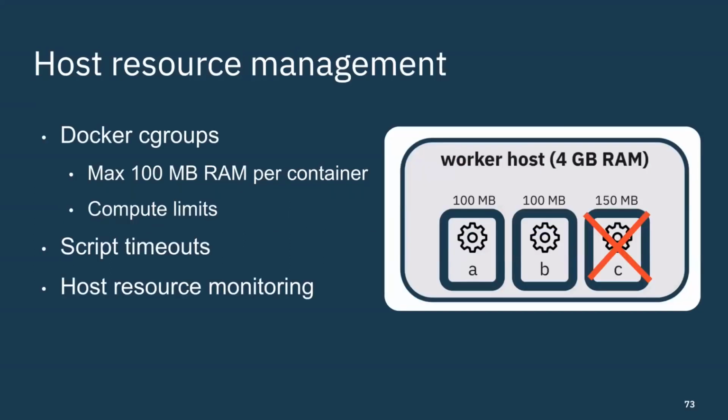But it's also important to consider resource management, since all containers run on a shared host kernel. How can we keep the host machine healthy? We use Docker control groups to limit each container to only 100 megabytes of RAM and enforce compute limits. Script timeouts are also implemented by our code execution library. Lastly, we monitor system metrics so we can stop the deployment of additional workers under periods of high load. Altogether, containerization allows our users to execute code with minimal system downtime.